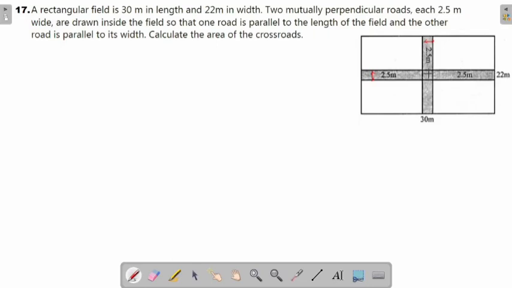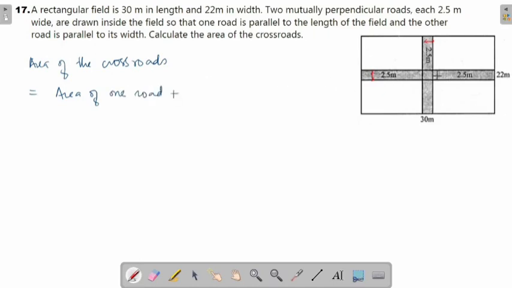So what you need to do is, see here carefully, what kind of shape is this? Let's try to understand. If you observe only this one, this is also a rectangle, right? So can you find the area of this? Yes. So let's find the area of the crossroad. Area of the crossroad will be equal to the area of one road.